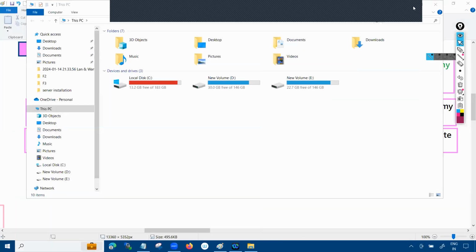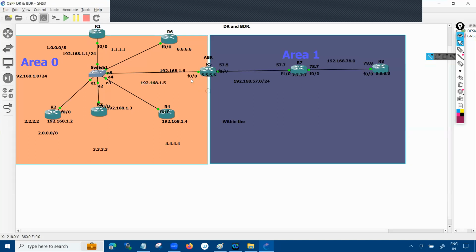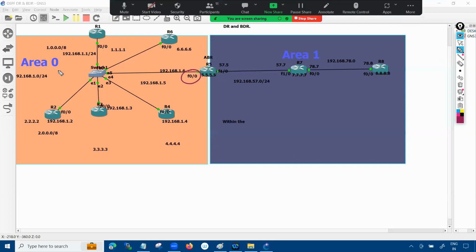I'm pausing the recording meantime, guys. So of course, this router will be part of two areas, right? This interface is part of area 0, and this interface is part of area number 1. So obviously this router will become the ABR router. This ABR router will have complete information of area 0 and area number 1. The ABR router is going to generate the summary LSA.